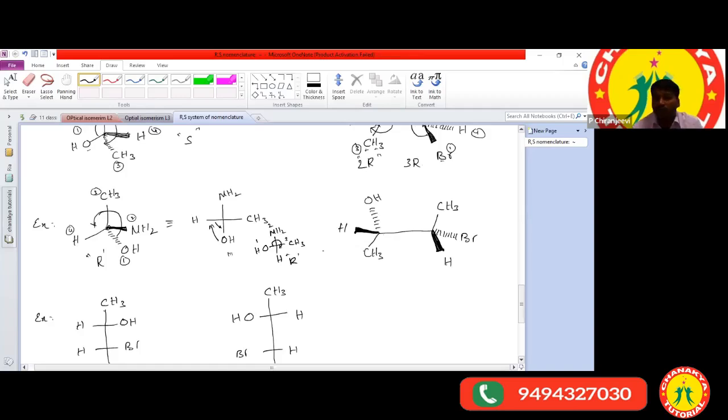Now I give one more example. Who's going to give the answer for this one? Second example. If you don't get it, we can see it in the next class. Okay, so please copy this example and try it.